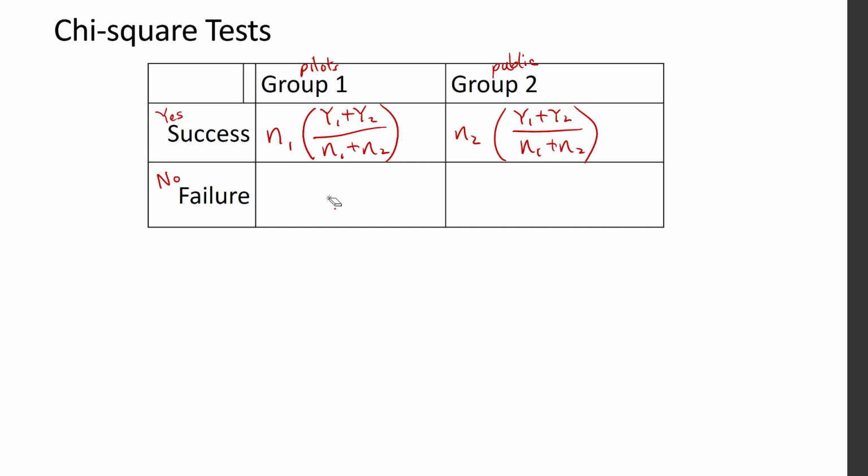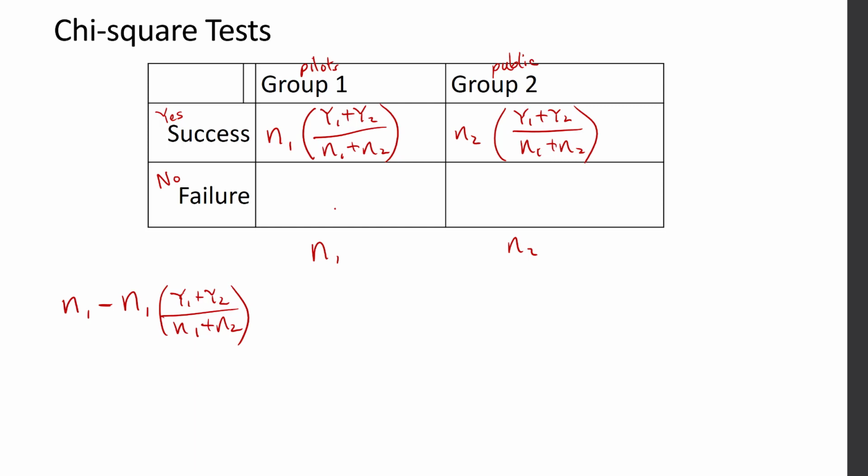Well, if our total sample size for group 1 is n1, our total sample size for group 2 is n2, we can figure out how many failures we expect in group 1. It should just be the sample size minus the expected number of successes. And that'll give us the expected number of failures. So let's do it. So we have n1, total sample size for group 1, minus the expected number of successes, which we have right in that first cell, n1 times y1 plus y2 over n1 plus n2.